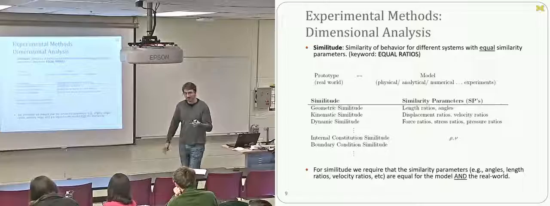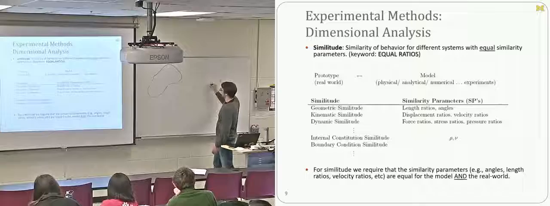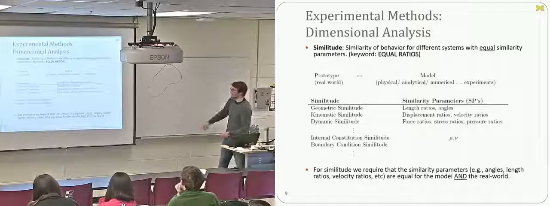All of the angles have to remain the same. So if I'm testing some blob, then I better be sure that my model blob is geometrically similar to this, in the sense that if I were to blow this up by some constant ratio in all dimensions, it's going to look exactly like this one.